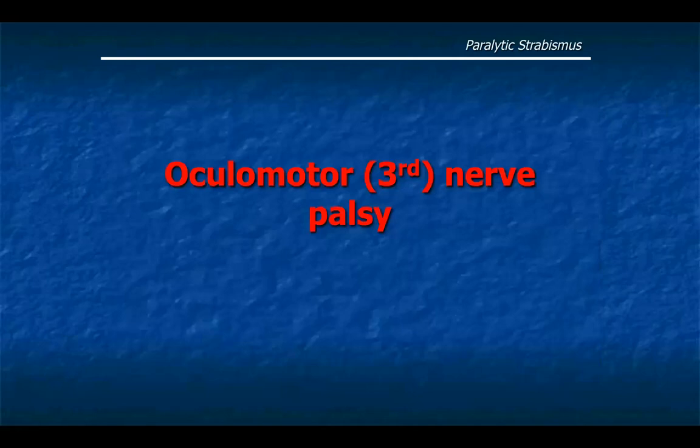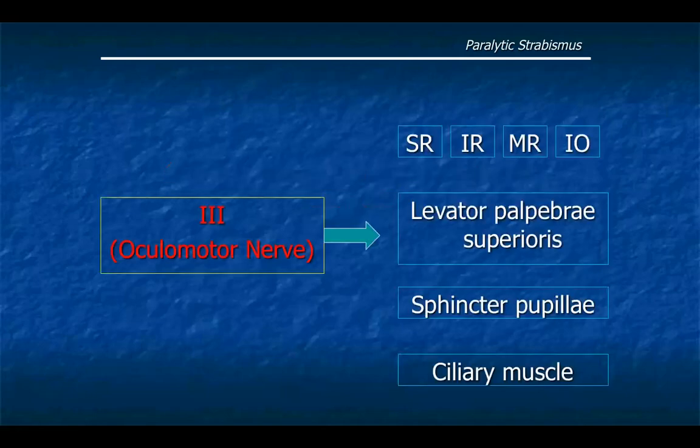The second nerve to talk about is the oculomotor or third cranial nerve palsy. The oculomotor nerve supplies, as we mentioned earlier, all extraocular muscles except the superior oblique and the lateral rectus. Another extraocular muscle that does not move the eye but elevates the eyelid is the levator palpebrae superioris, and it also supplies the sphincter pupillae and the ciliary muscle, which are two intraocular muscles.